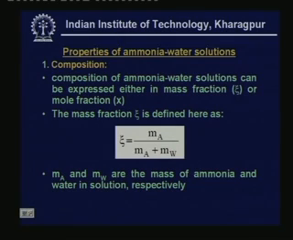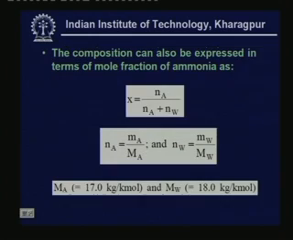Okay. So, the mass fraction is defined as the mass of ammonia Ma divided by the total mass of the solution, that is Ma plus Mw, where Ma and Mw are the masses of ammonia and water respectively. Similarly, the composition can also be expressed in mole fraction. So, if I am writing this in mole fraction, this is the liquid phase mole fraction. X is defined as the number of moles of ammonia in liquid phase divided by the total number of moles in liquid phase. And this can be easily obtained from the mass of the substance and its molecular weight.